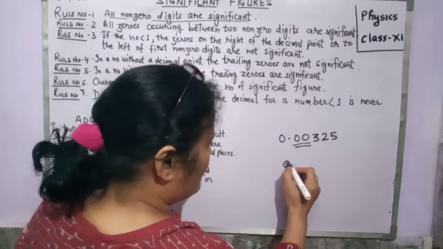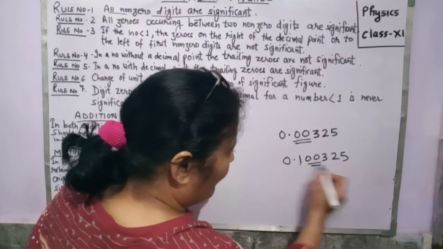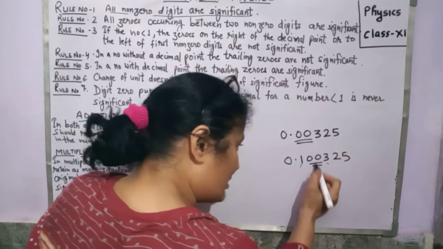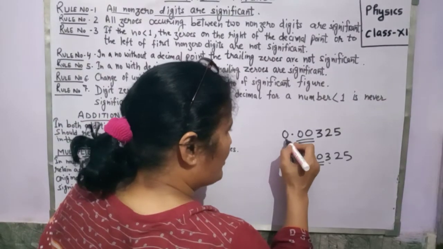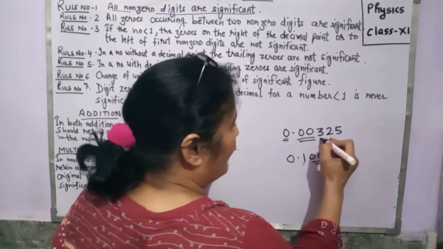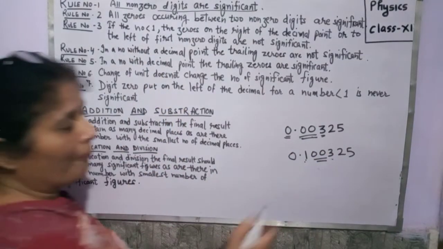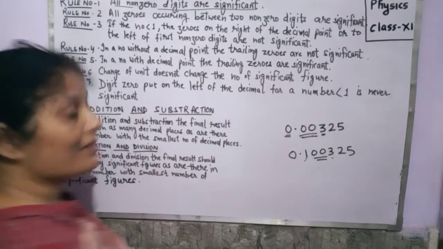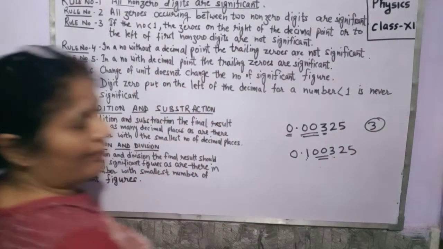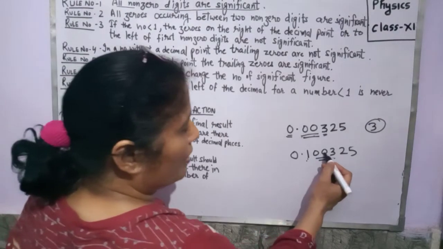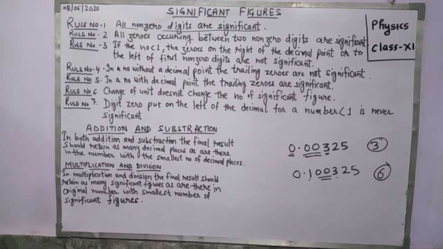If we put this one, 1.100325, now these two zeros come between two non-zero digits, so these two zeros become significant. In the earlier case, these two zeros are between a zero digit and another non-zero digit. That's why these two zeros are insignificant. But in this case, these two zeros are significant. The number of significant figures here is 1, 2, 3. 3 is the significant figure. Here the significant figures are 1, 2, 3, 4, 5, 6. 6 significant figures. So that is your rule number 3.